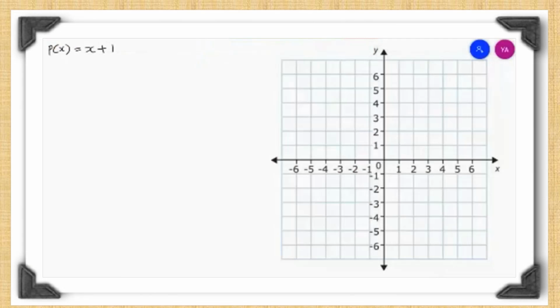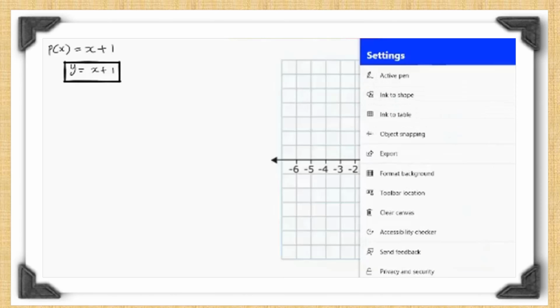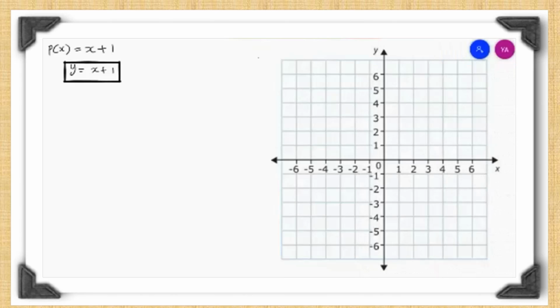First polynomial is p of x is equal to x plus 1. So we want to draw the graph of this equation. We can take the polynomial as an equation like y is equal to x plus 1. You know how to draw the graphs of linear equations. In 9th standard, you have studied how to draw the graphs of linear equations. Okay, so we will draw here the graph of this equation, y is equal to x plus 1.